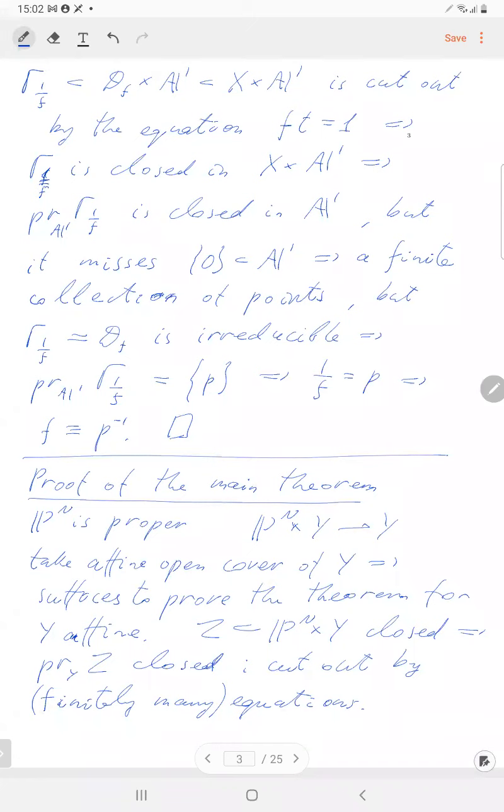Sorry, is it true that our projection morphism is affine, and that's why it's closed? I don't understand why it's closed. That's what I have to prove. It's not evident. That's the content of the theorem. We have to prove that the image is closed. Okay. So let's do this.